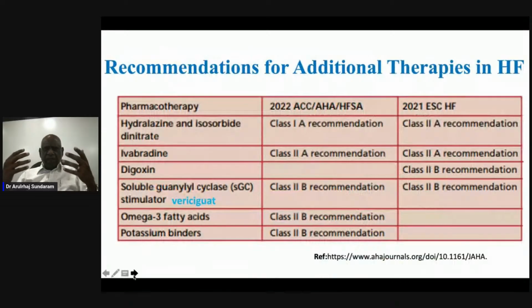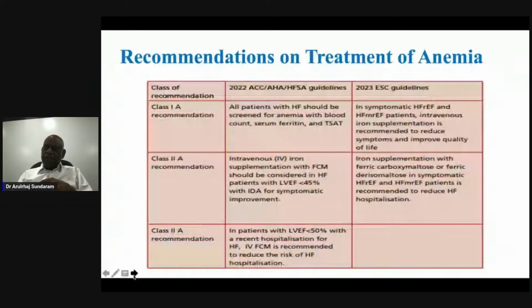There are some needs for additional therapies beyond the standard therapy. One is hydralazine, as I said, it has a vasodilator effect. Digoxin, all of us know, reduces the heart rate and improves the LV functions. And Vericiguat, we just now discussed, omega fatty acid, potassium binders can always be used. And anemia must be corrected.